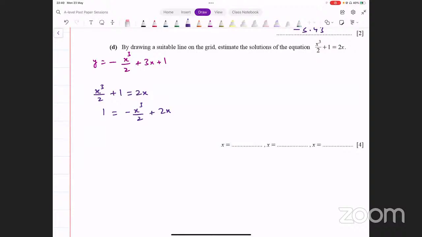ये आ गया हमारे पास. ठीक है. अब minus x cube over 2 ऊपर था, minus x cube over 2 नीचे आ गया. ये हमारे पास हो गया. So this is done. Okay. अच्छा. Now let's think about the x term.